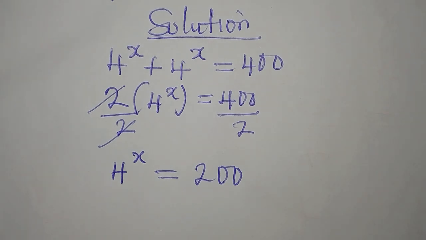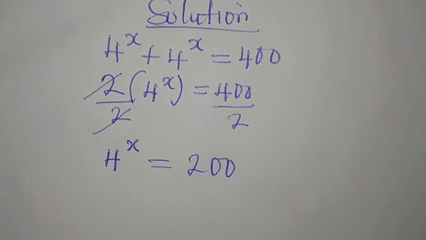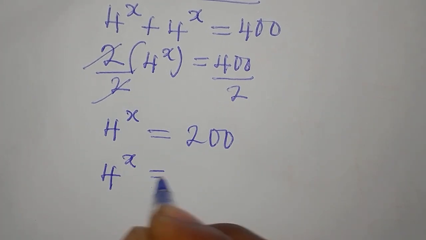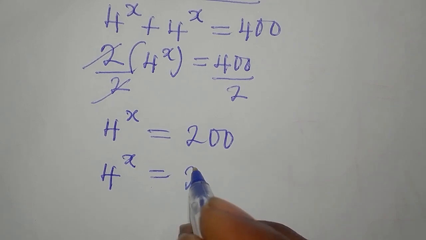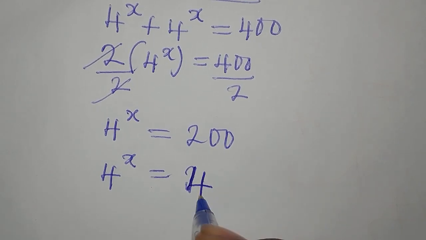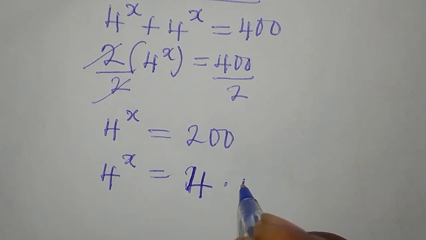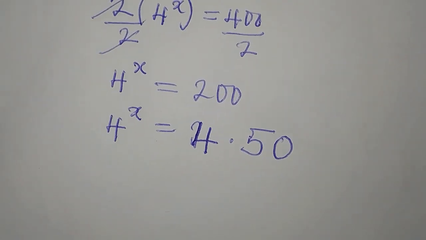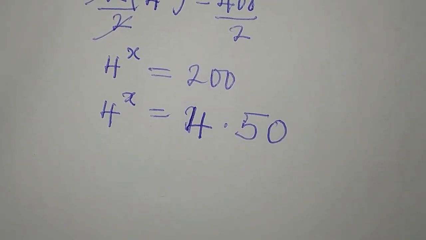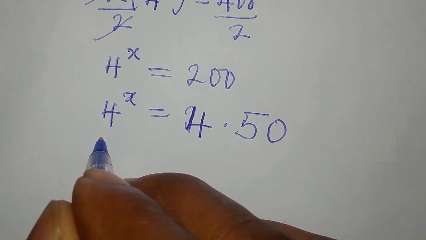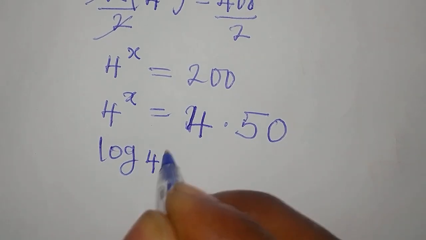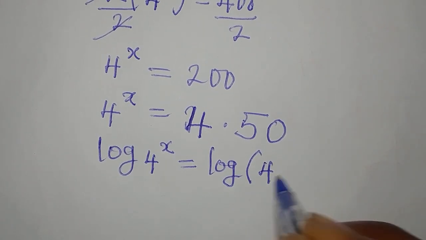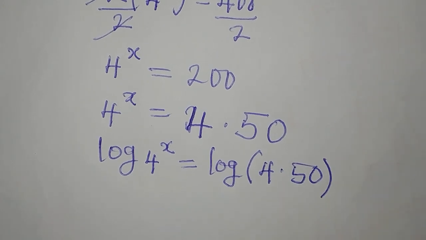But if you must know, we can express 200 in the base of 4. So what should we do then? 200 could have been 4, right? 4 multiplied by 50, that will give us 200. So the best to do now is to take the log of both sides. So we have log 4 to the power of x being equal to the log of 4 multiplied by 50.